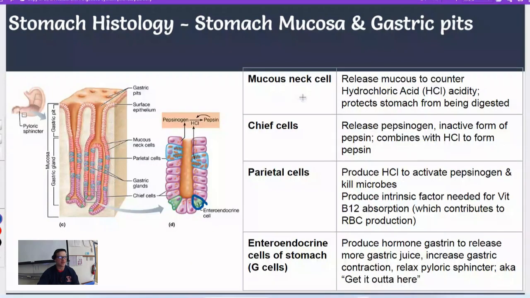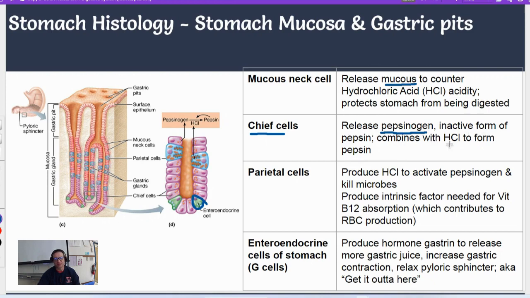All right, so here are the cells that line the stomach, the mucosa of the stomach. Mucus neck cells: remember, they release mucus that helps protect the stomach from hydrochloric acid, HCl. So it protects the stomach from digesting itself. If the mucus isn't working, or if you eat certain things, your stomach can kind of digest itself. You can get a little hole in your stomach. That's called an ulcer.